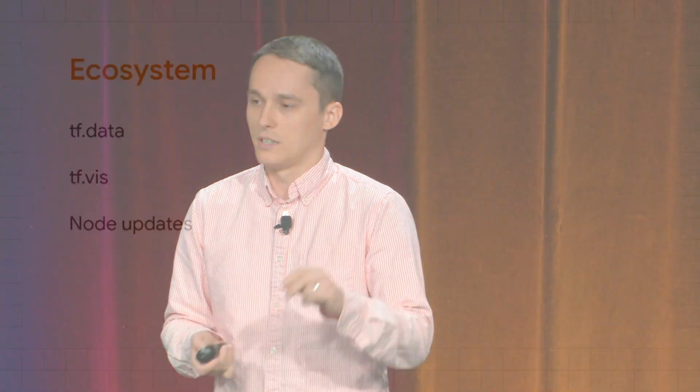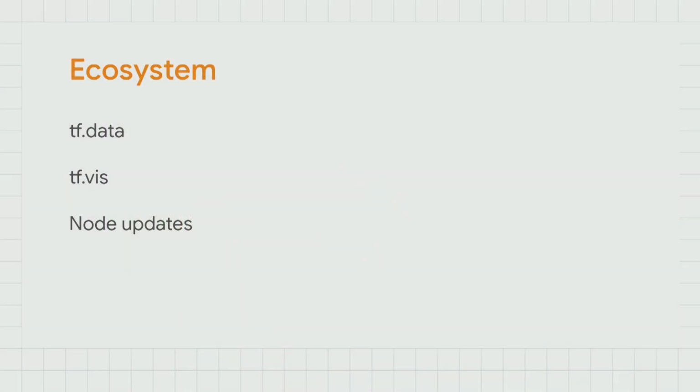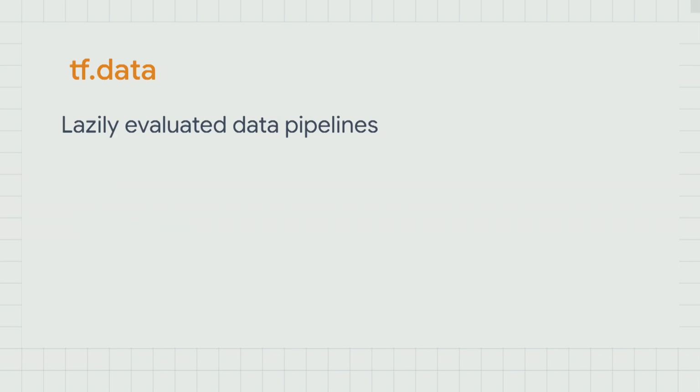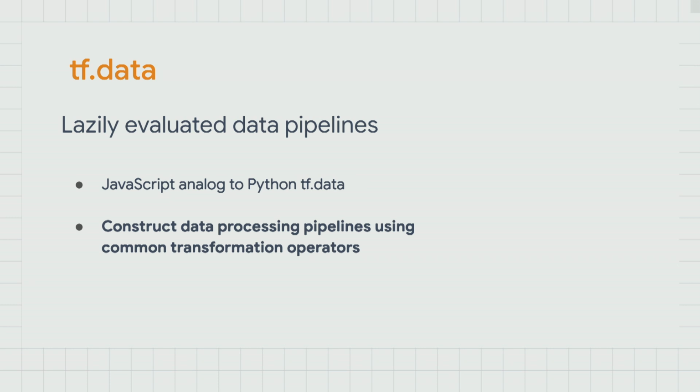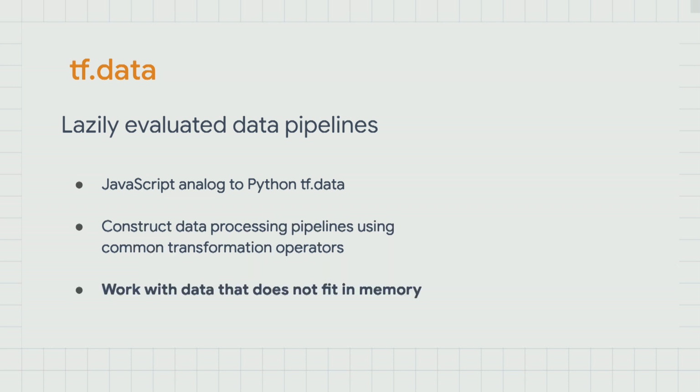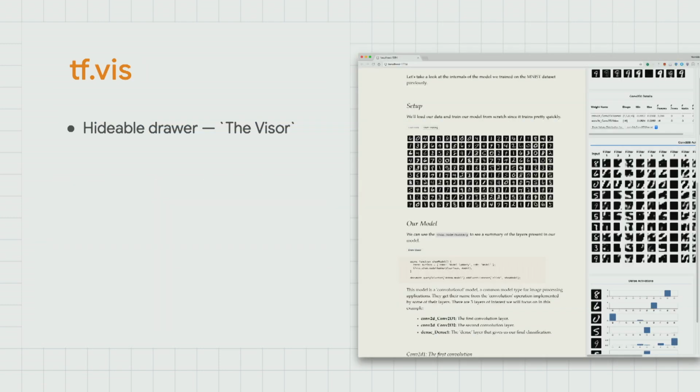I just want to briefly touch upon three other projects around our library: TF-Data, TF-Viz, and some Node updates. TF-Data, for those of you that have used Python, is analogous to tf.data in Python. It's a library that allows you to construct data processing pipelines, such as batching, shuffling, and filtering. The gain here is that all of these transformations are done lazily, so you can work with data that doesn't fit in your main memory.